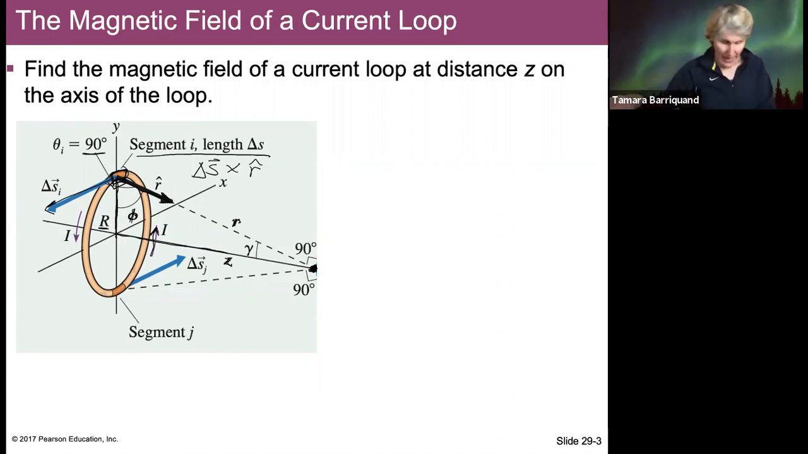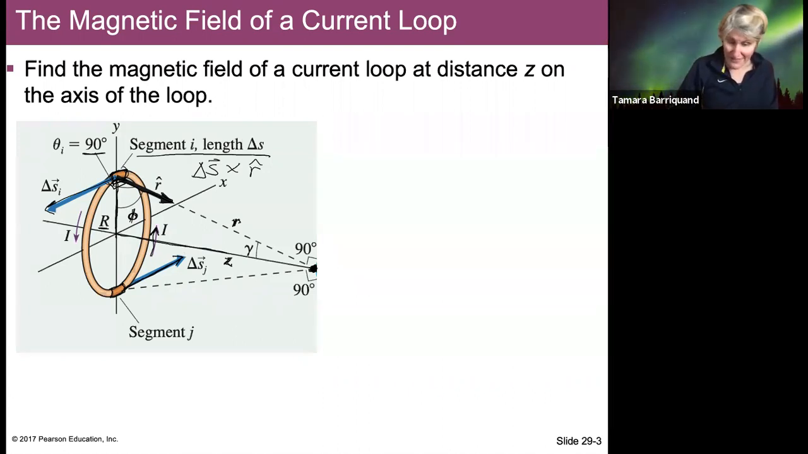Now let's also look at segment J down here. Segment J is exactly 180 degrees opposite of segment I. In this case, if we draw a tangent line to the direction the current is going at segment J, right at the bottom of our loop, it is going perfectly parallel to the x-axis in the opposite direction. And so if we draw our vector delta S sub J, it is pointing directly parallel to the x-axis, but now in the opposite direction.